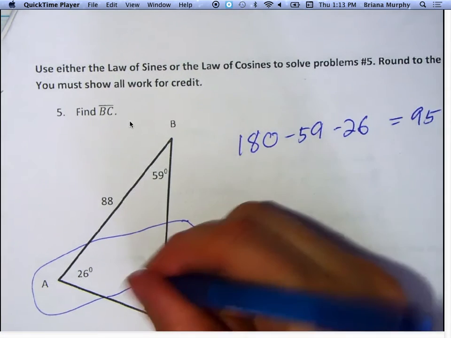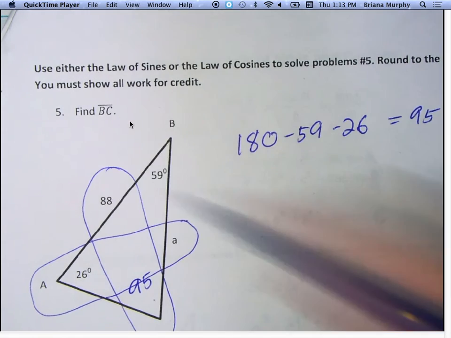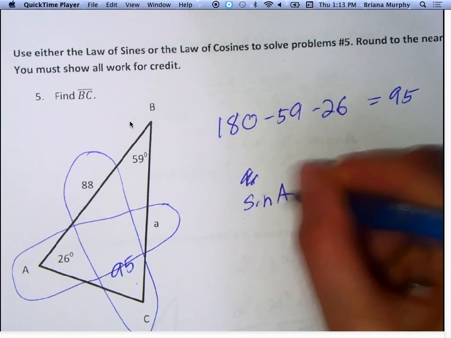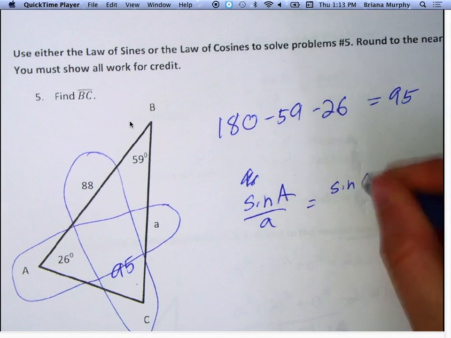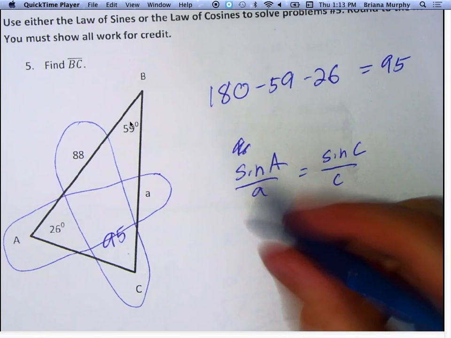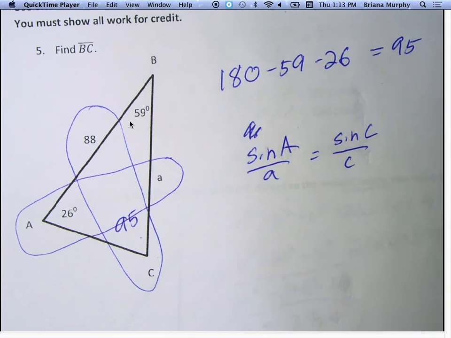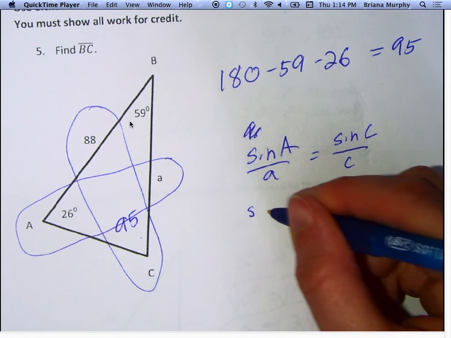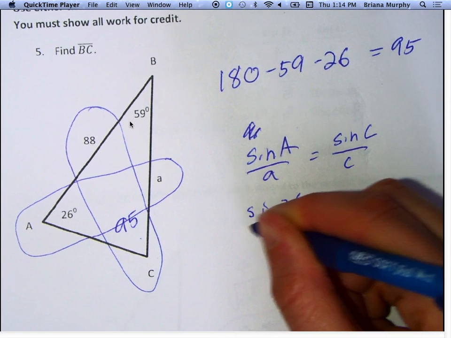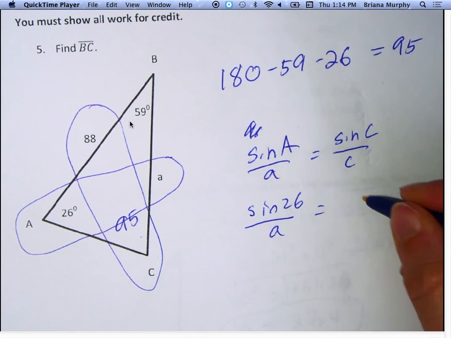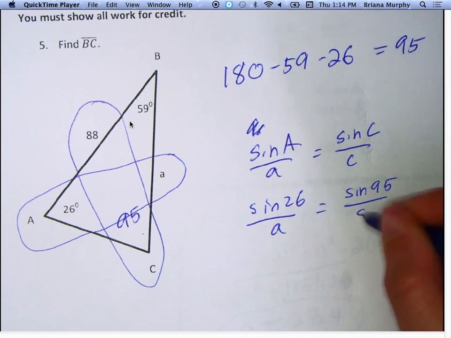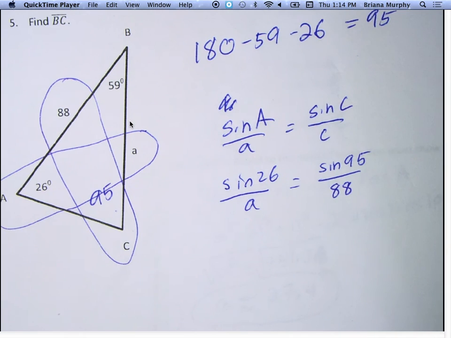So I'm going to use C. Right? So I'm going to say sine of A over little a equals sine C over little c. So I get what? Who wants to plug it in for me? Go ahead, Steve. It would be sine 26 over A. Yep. Equals sine 95 over 88. Good. Who wants to do the next step? What am I going to do? Go ahead, Gary. Cross multiply.